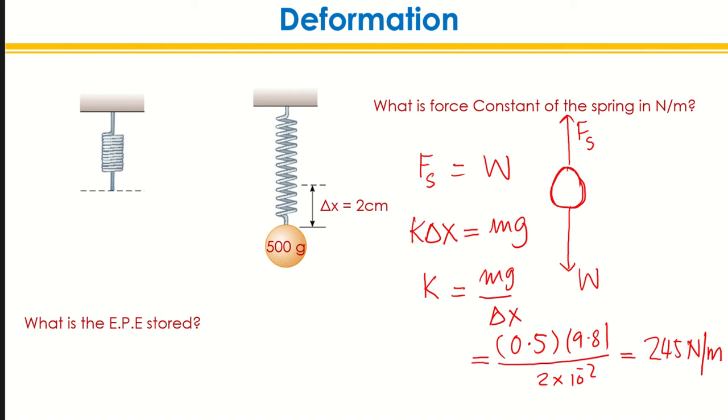How much is the elastic potential energy stored in this spring? So the elastic potential energy stored is half K times the extension squared. So if you use these values, you get 0.049 joules. And this is the elastic potential energy, which could be changed into another form of energy when we release the spring.